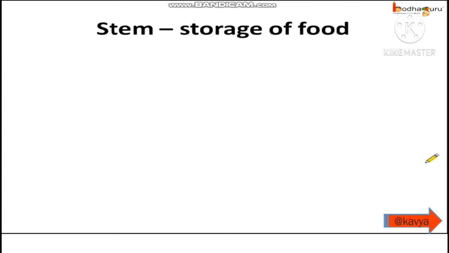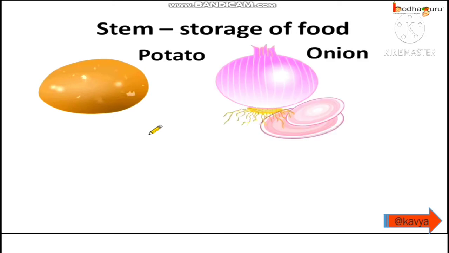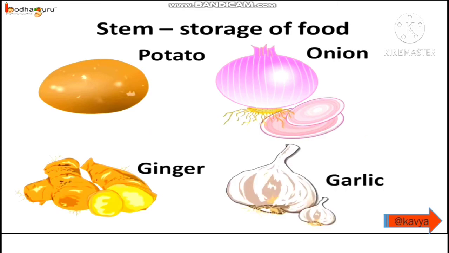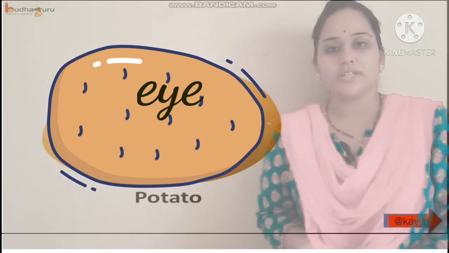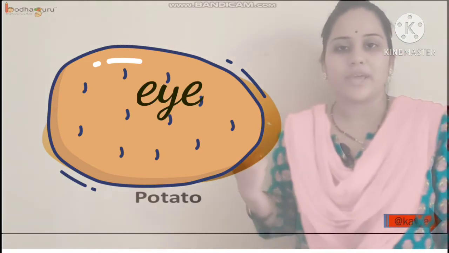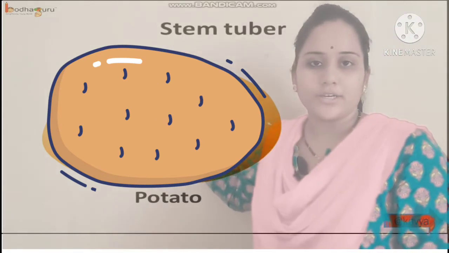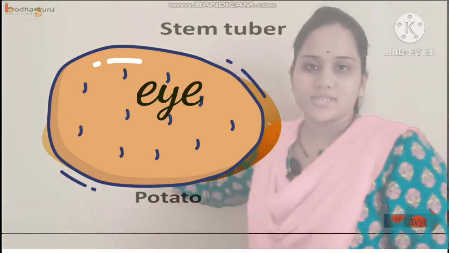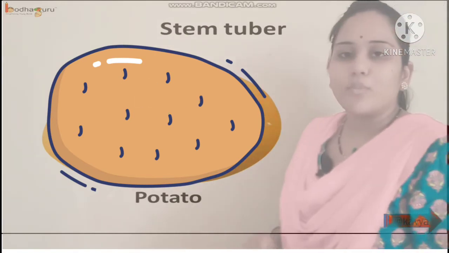Next, in certain plants the stem is modified to store extra food. For example, potato, onion, ginger and garlic too. See, how do you know the case of the potato? We see an eye here, and this eye grows into a new plant. This type of underground stem, which becomes thick due to the storage of food, is called a tuber, so the potato is an example of a tuber, which is an underground stem that stores food.